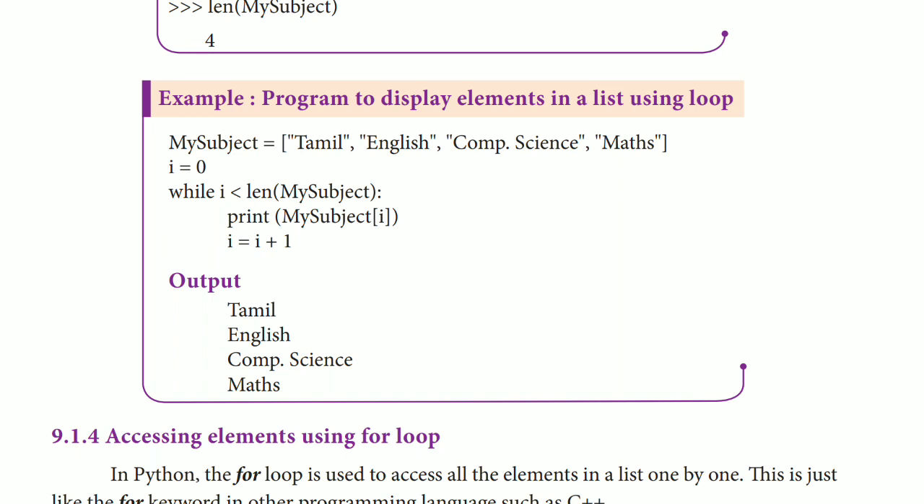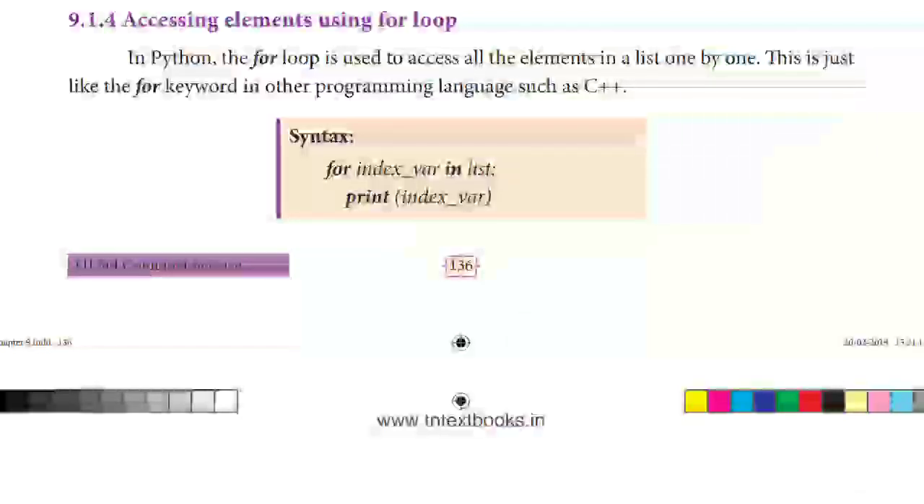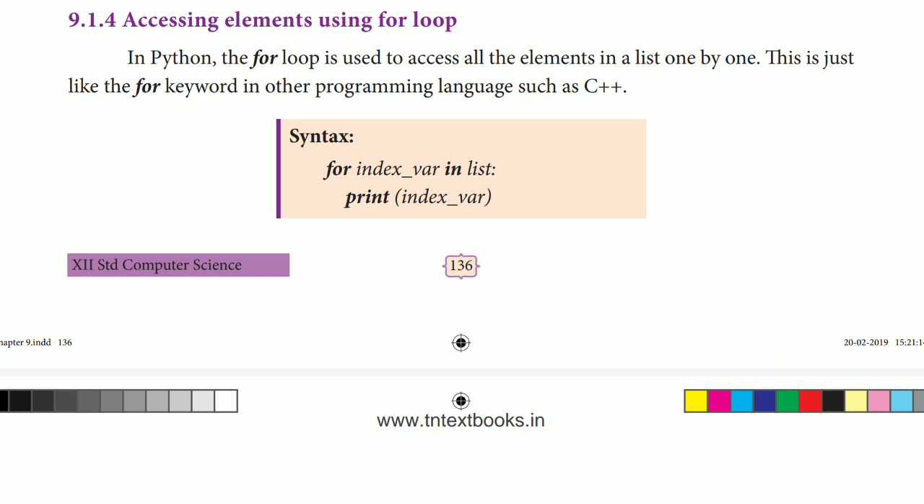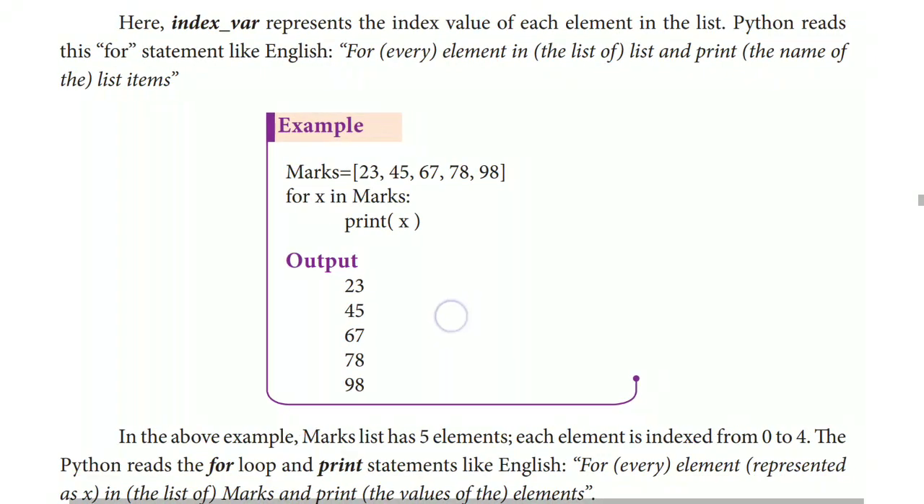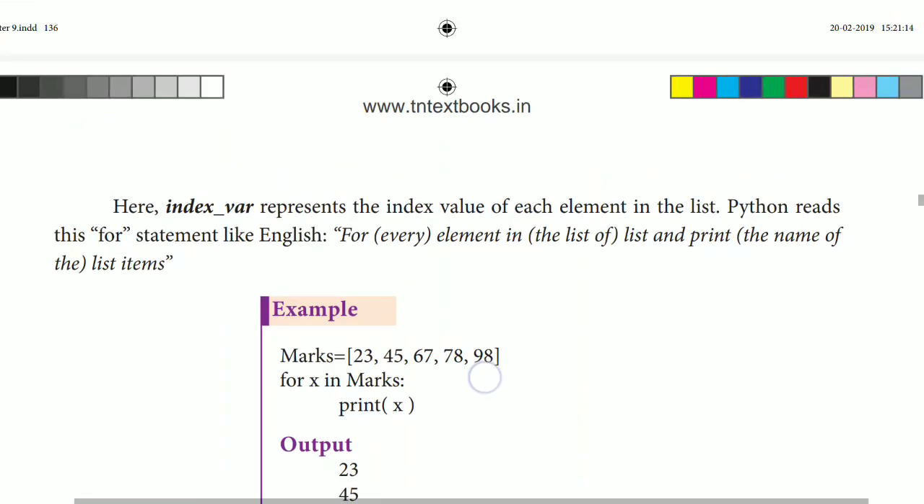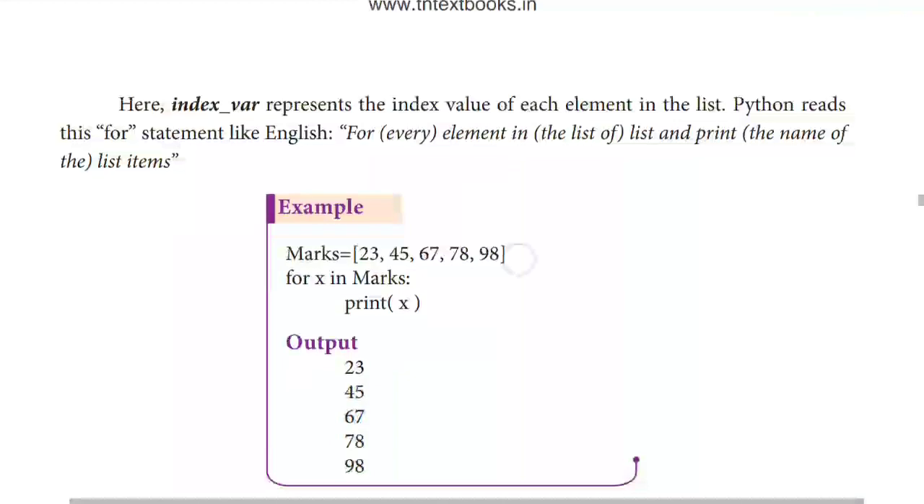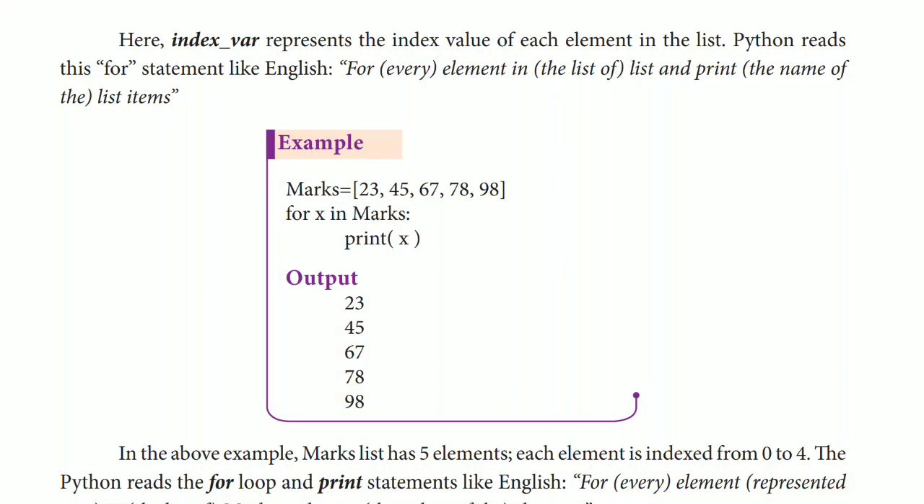So next is accessing elements using a for loop: for index value in list. The previous example we saw used a while loop. Here you can see accessing the elements using a for loop. The index variable represents the index value of the elements in the list. Python reads this for loop statement like English.